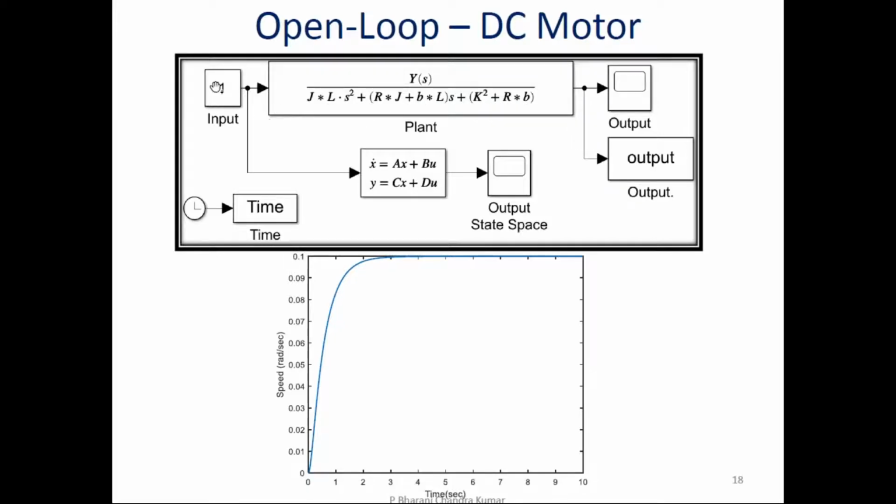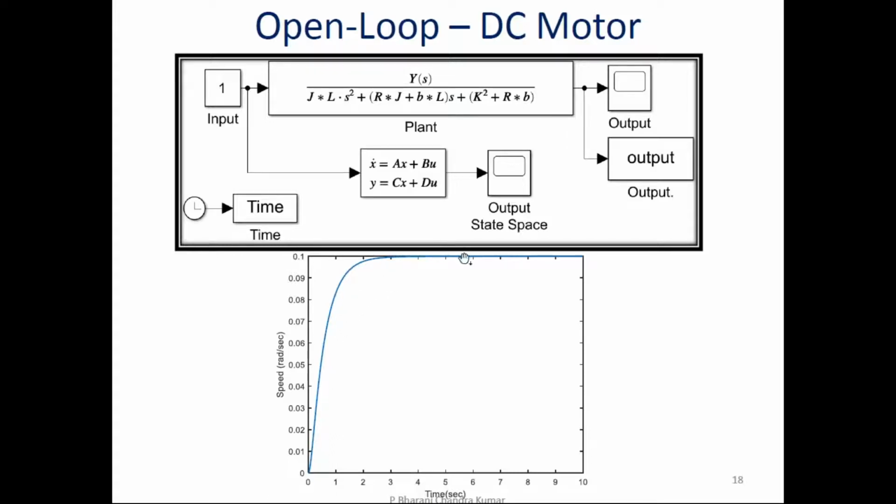This is the open loop. When I give 1 over s as the input and take the output, this is my step response. You can see that the steady state error is not 0. Why? Because if I'm giving the input as 1, my output should also go to 1. But since I have given 1, it is not going to 1. It is going to 0.1.